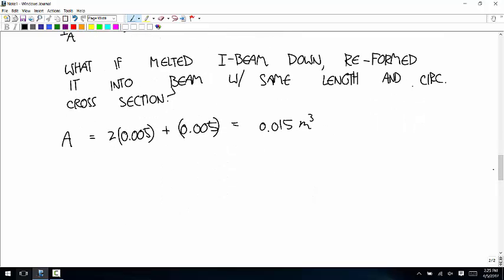Okay, so now we can figure out what the radius of this thing would have to be to get that shape. So pi R squared is equal to 0.015. So R is equal to the square root of 0.015 over pi. So what do you get for that? 0.069 meters. Yeah, because it's the same amount of material, and since we're making it the same length, it has to have the same area. That's right.